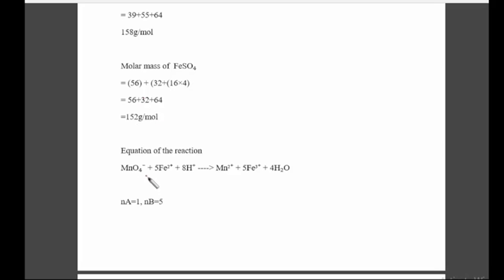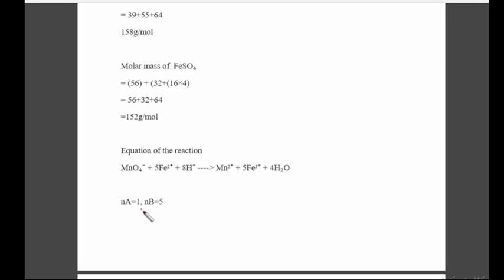Now here we have the equation for the reaction, where we have manganese oxide reacting with iron, and we have 8 electrons in that particular reaction. So this is going to be the equation for the reaction that we'll be working on. And like we can see from the reaction, we have our acid to be in ratio 1 to our base, which is ratio 5. So it is 1:5.